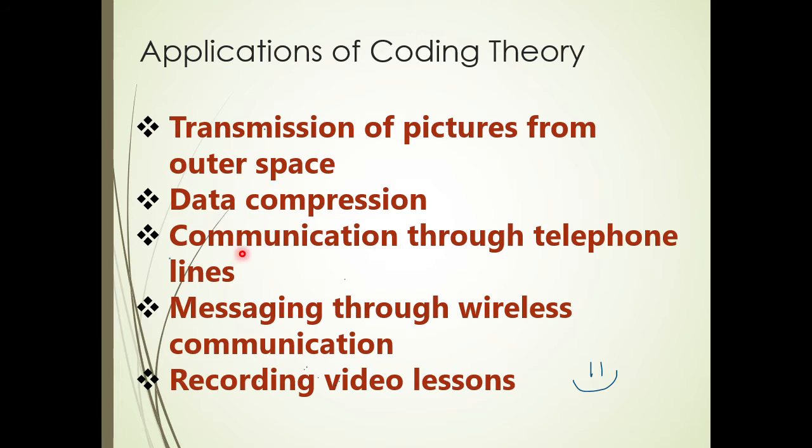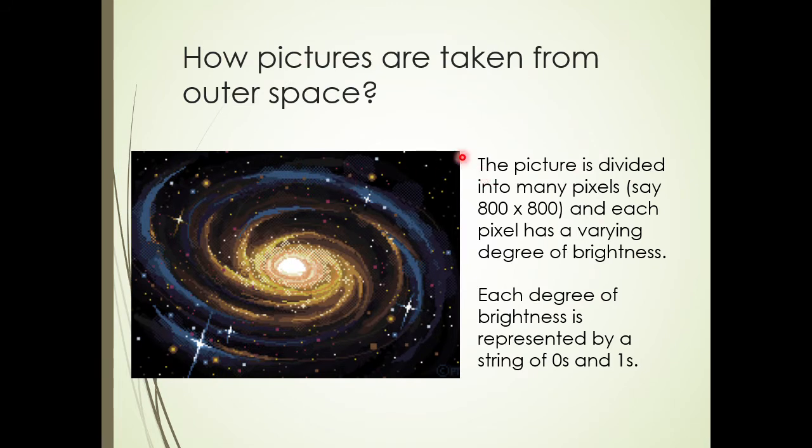Now let's explain how pictures are taken from outer space and how the people on Earth are still able to receive the pictures accurately. When pictures are taken from outer space, they are divided into many pixels, say 800 by 800, or nowadays it could be more than this. Now each pixel has a varying degree of brightness, and each degree of brightness is represented by a string of zeros and ones.